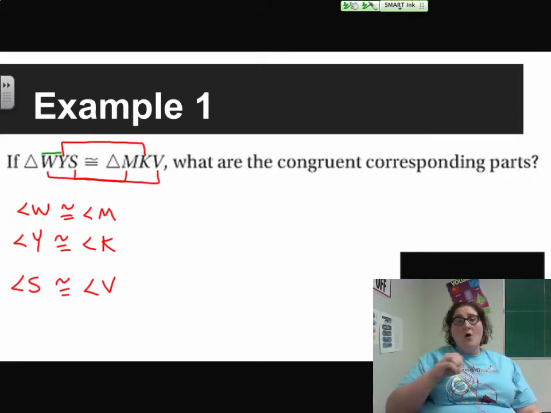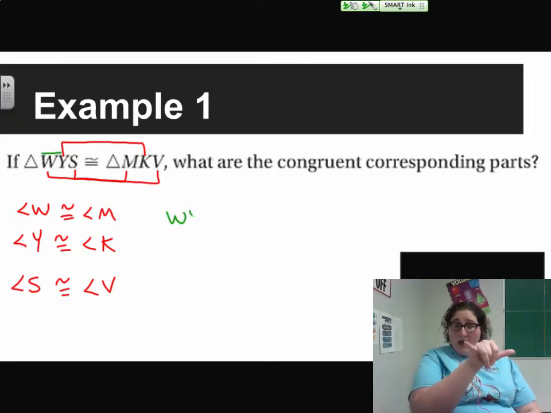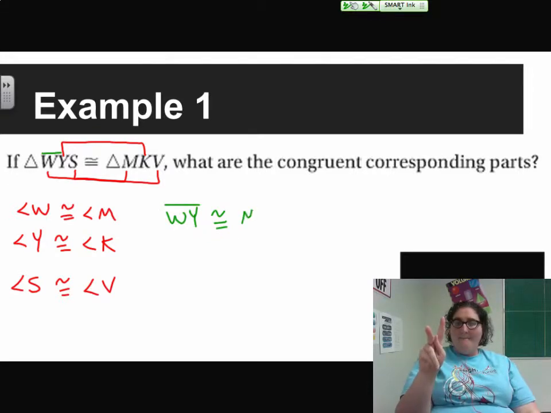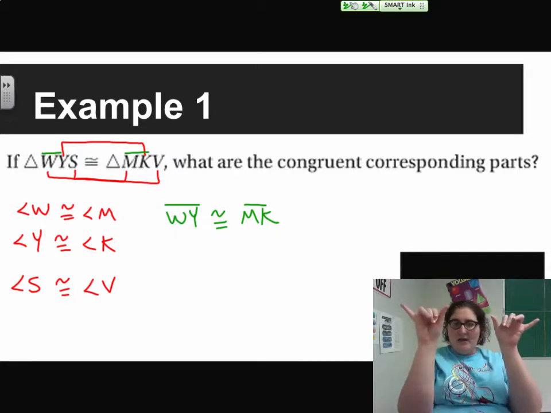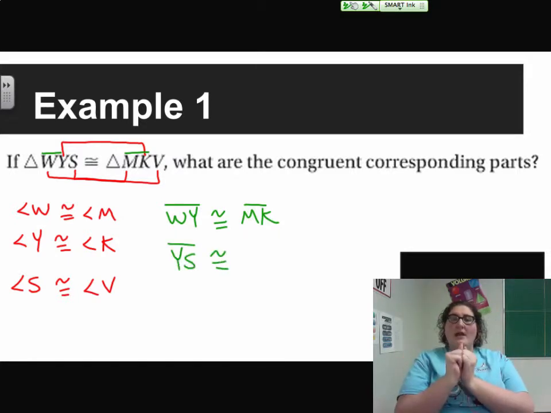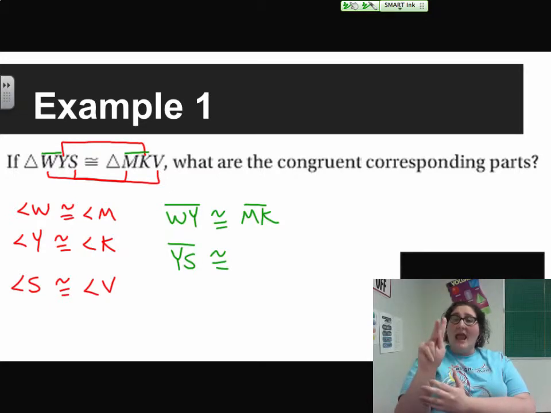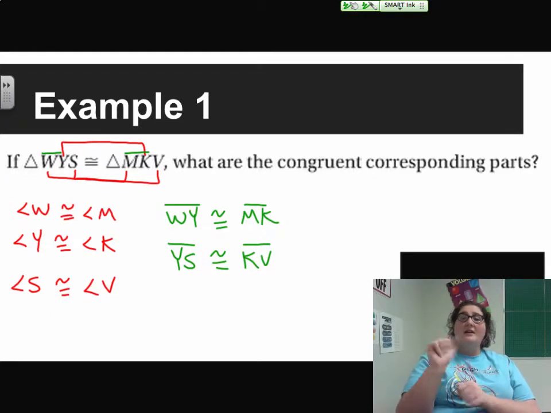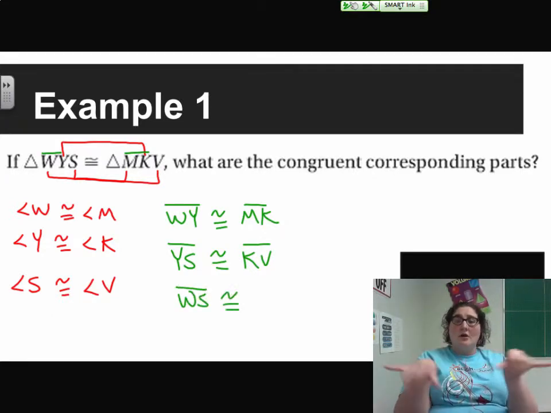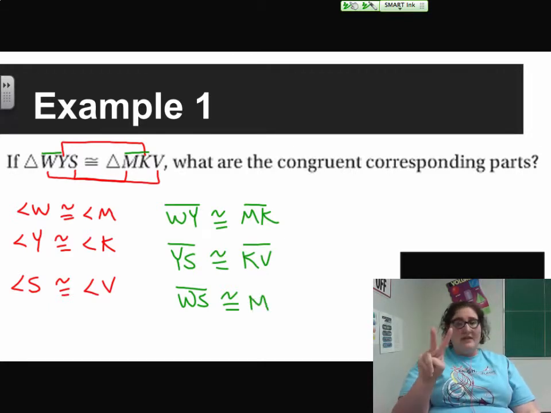So I'm looking at this as WY would be congruent to MK because they correspond to the same location. And then I can say YS is congruent to KV. And I can say that WS is congruent to MV.